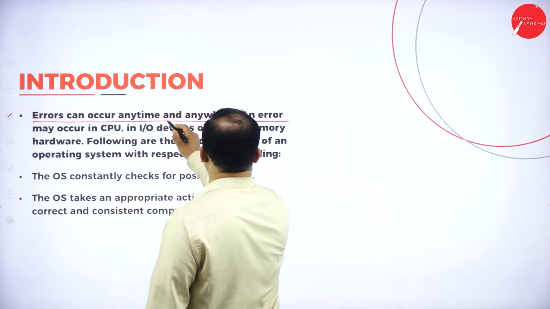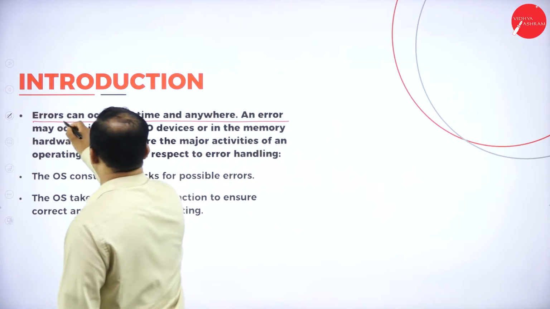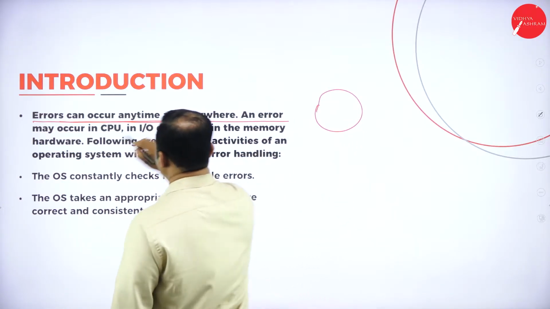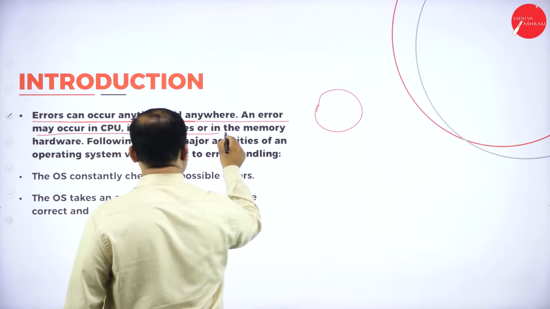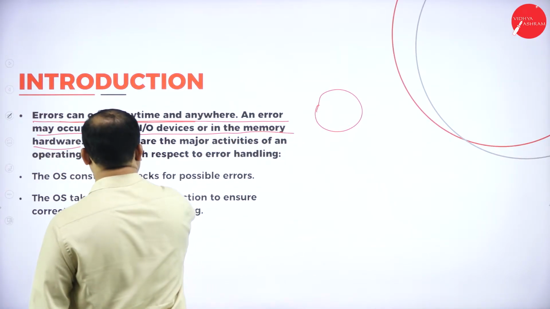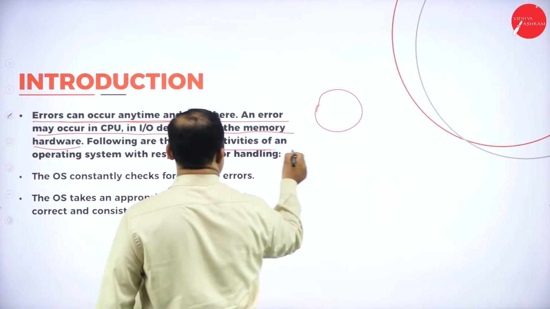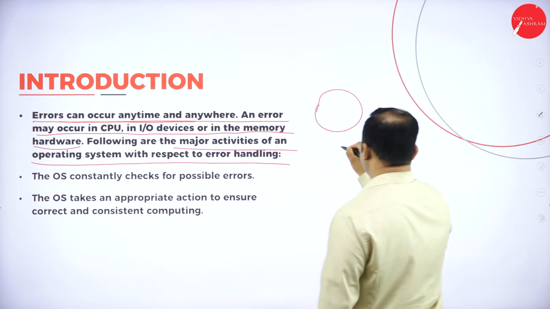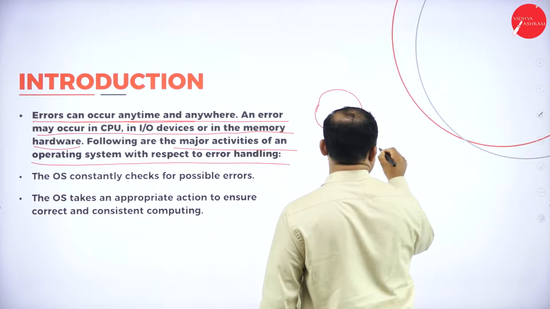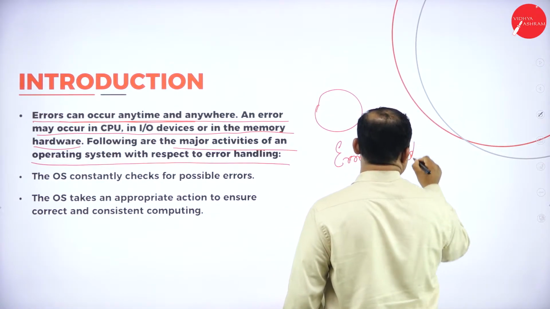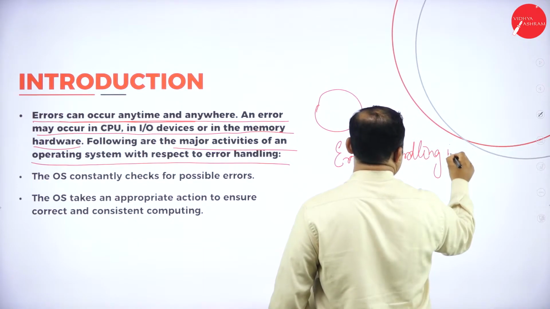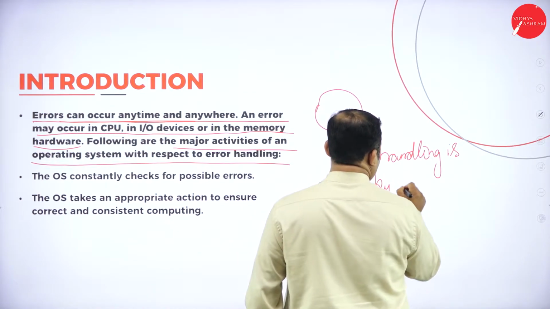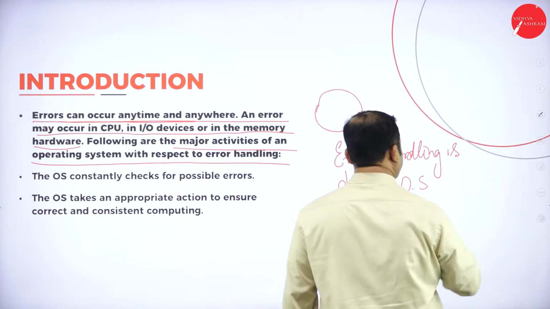Errors can occur anytime. That is, the error can occur anytime and anywhere in the operating system or within the system. An error may occur in CPU, in IO devices, or in the memory operations, or in hardware. But in all these cases, the major activities of an operating system with respect to error handling involve... That means error handling is done by the operating system.